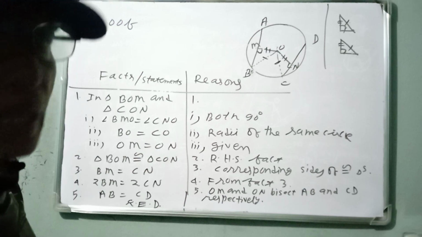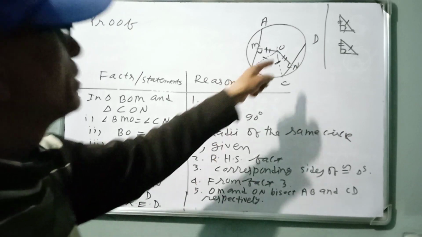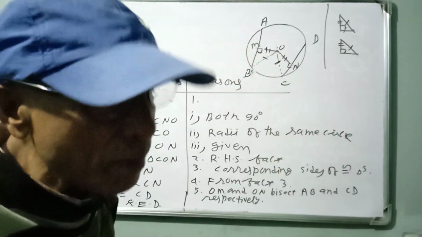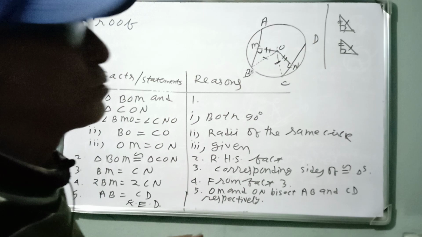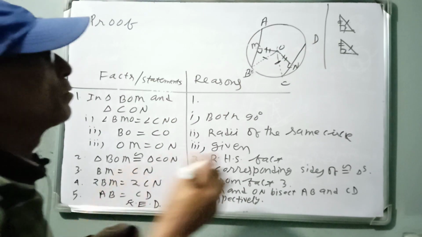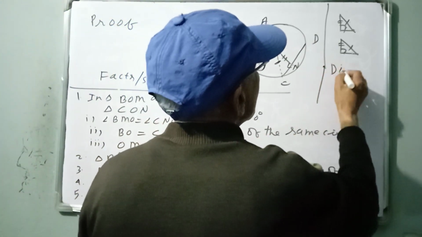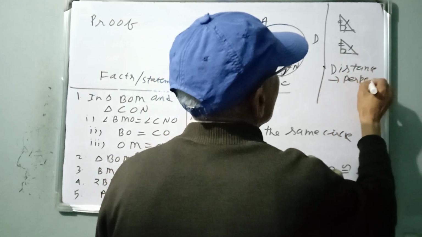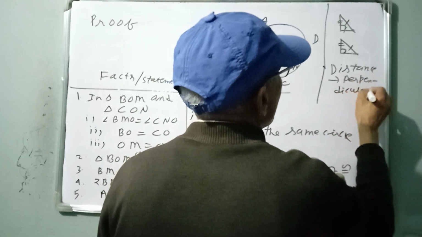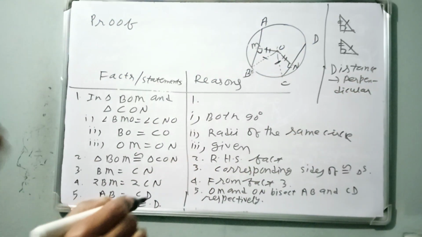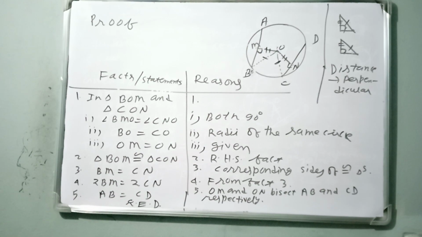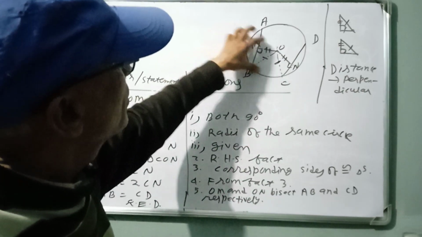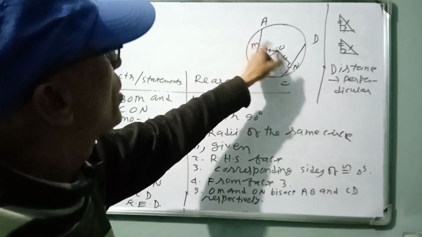When chords are equal, distances are equal. That is theorem 3. If the distances are equal, that is, if OM and ON are equal, then the chords are equal. Here distance means perpendicular. Don't be confused. Distance means perpendicular or height. Here, perpendicular distance. Always use perpendicular distance. The similarity between them is chords equal, RHS fact, OM equal ON.